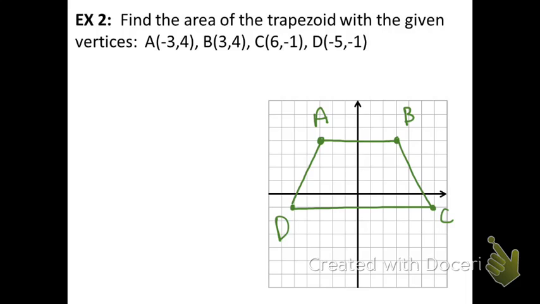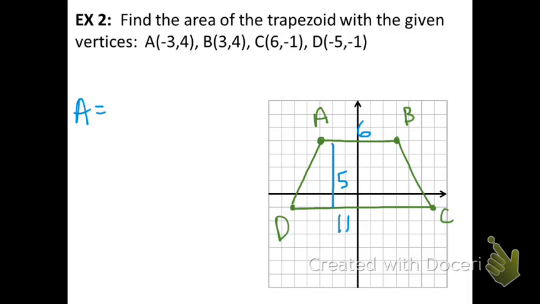Okay, on example 2, the first thing you're going to do is graph it, and then it asks you to find the area of the trapezoid. It tells you have a trapezoid. So to find the area, we need to know some lengths. With this one, we first are going to find the bases, and the bases are horizontal, so we can just count that length. From A to B is 6, from D to C is 11, and then the last length we need, or distance, is the height, and we can just count that as well, and that's 5.